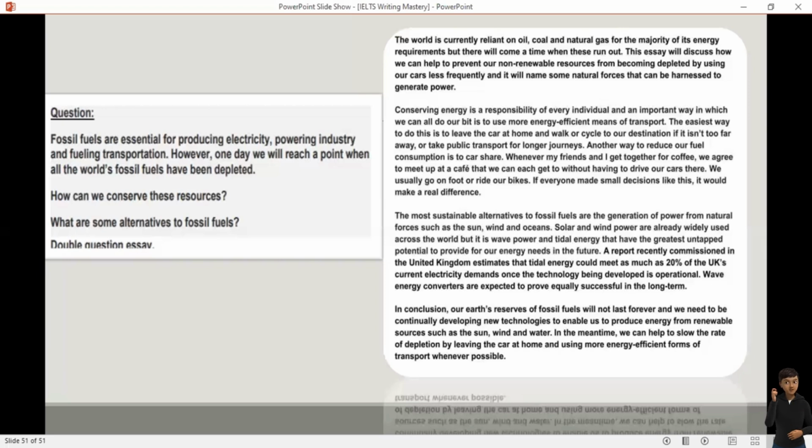Now, body 2: the most suitable alternatives to the fossil fuels are the generation of power from natural forces such as the sun, wind, and ocean. Solar and wind power are already widely used across the world, but it is wave power and tidal energy that have the greatest untapped potential to provide for our energy needs in the future. A report recently commissioned in the United Kingdom estimates that tidal energy could meet as much as 20% of the UK's current electricity demands once the technology being developed is operational. Wave energy converters are expected to prove equally successful in the long term.